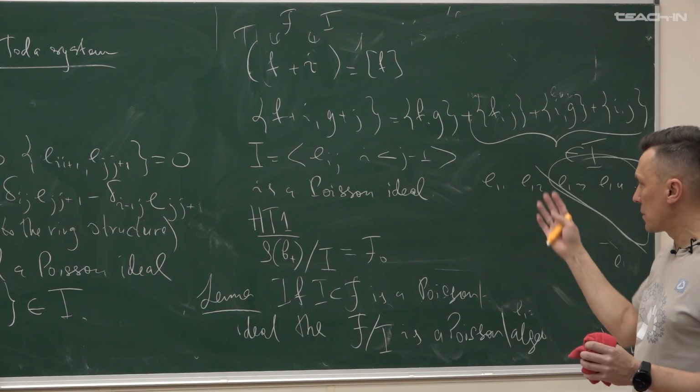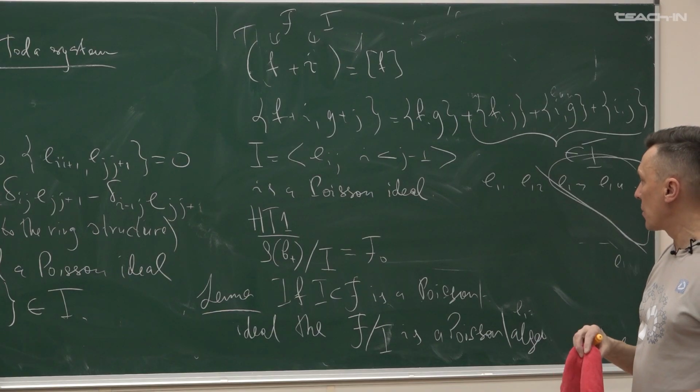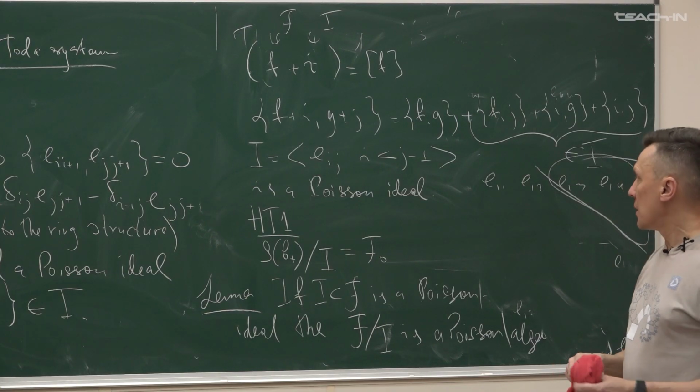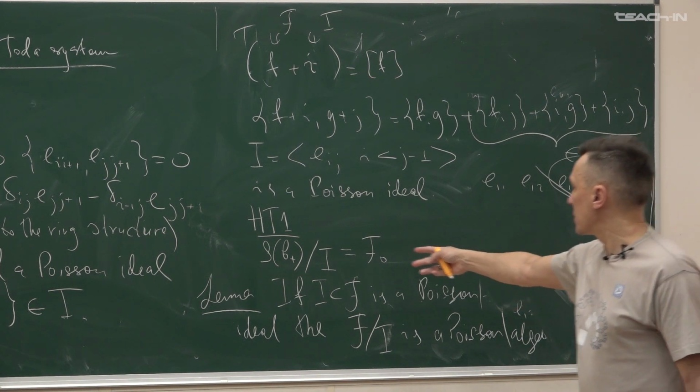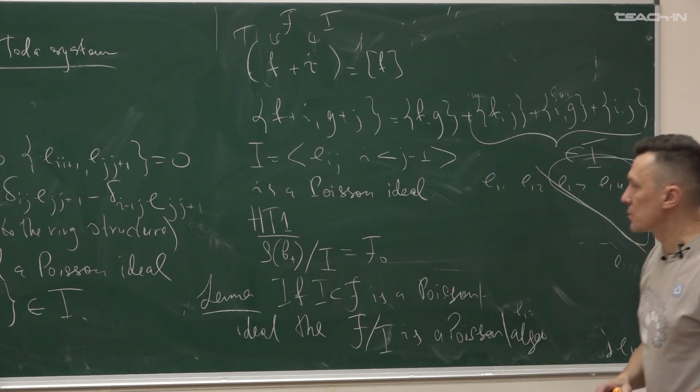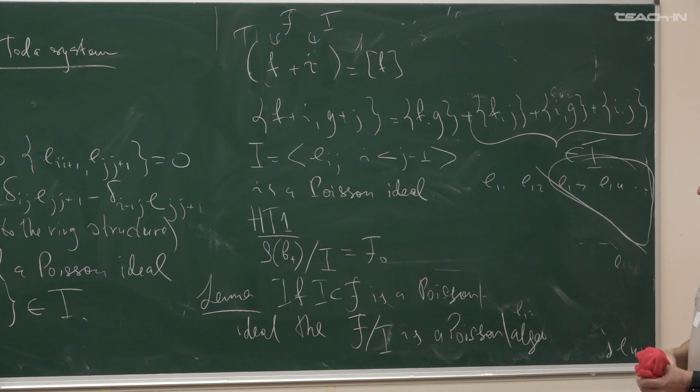So it's some Poisson subvariety, and it is defined by this quotient with respect to the Poisson ideal.